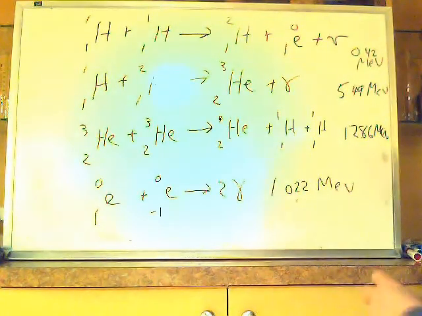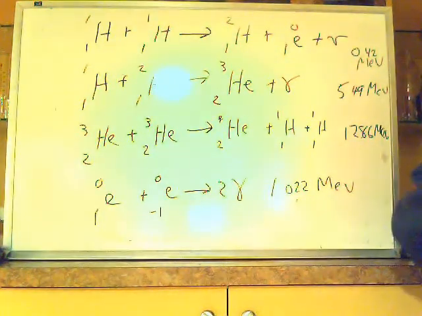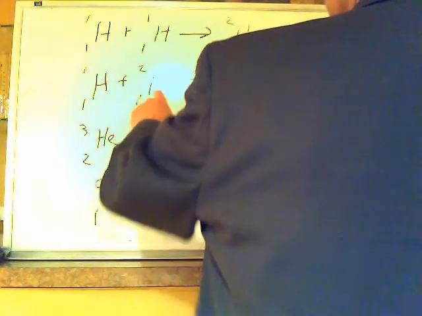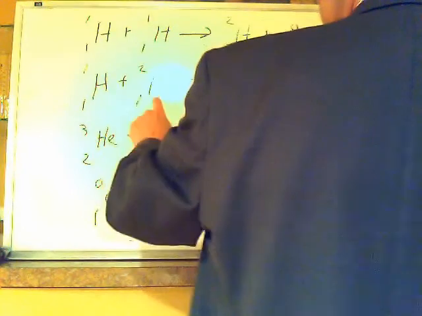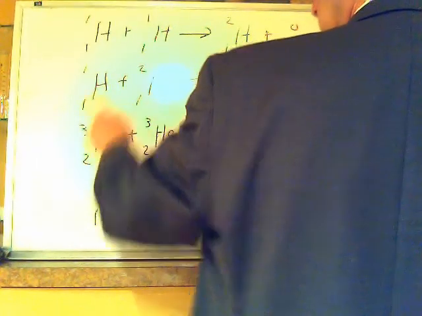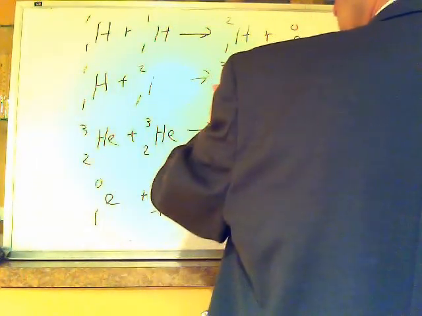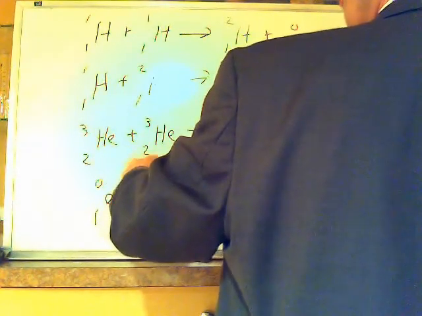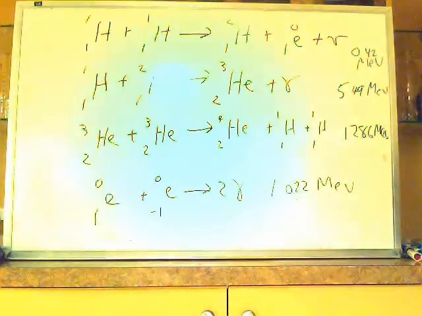So if we look at the overall reaction, and this is called the proton cycle, we'd find that because some of these reactions require, once we get to the helium, we have to cycle everything around twice to get to the helium, so we have to double that. So some of these reactions we're actually going to have to double when we calculate it.